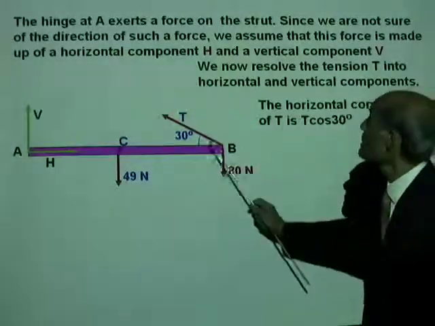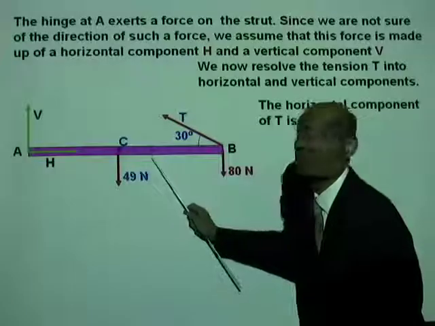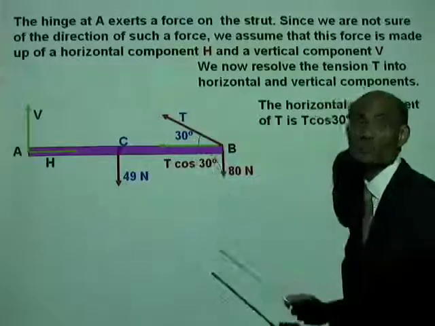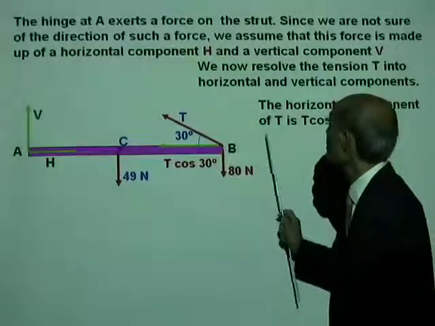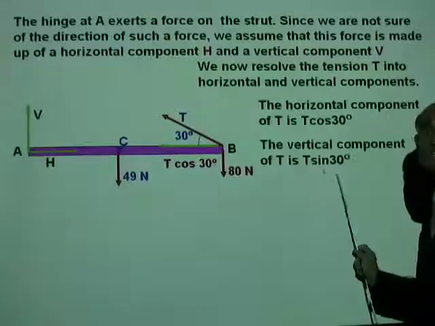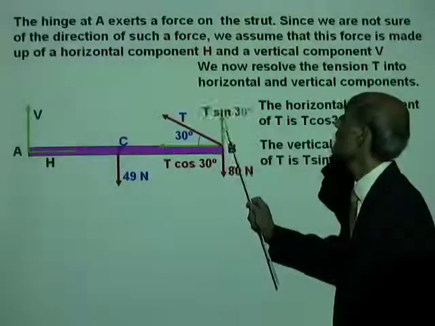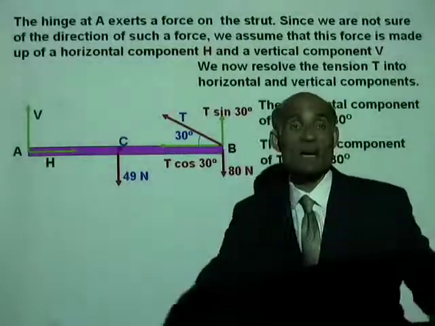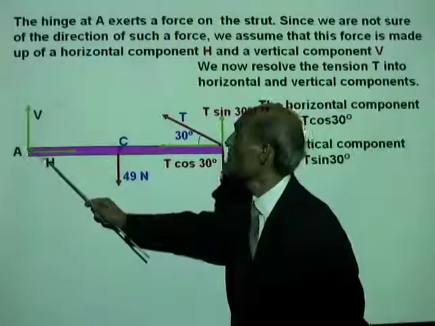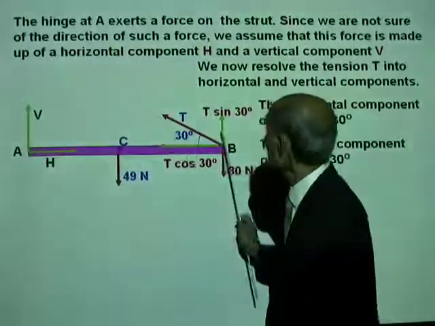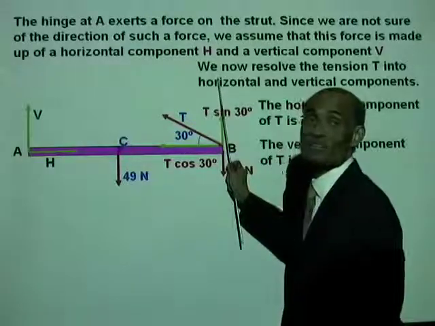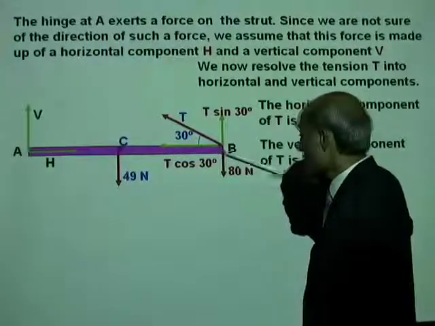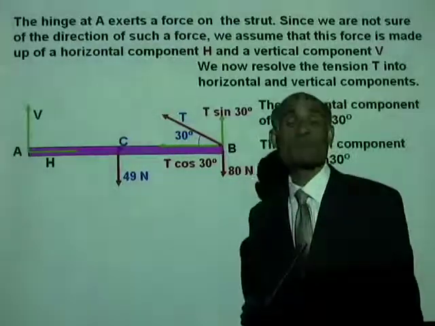The horizontal component is T cos 30 degrees. And what is the vertical component? The vertical component is T sin 30 degrees. There you are. And now you have all the forces in the proper directions. V is in the positive y direction. T sin 30 is in the positive y direction. 49 Newton in the negative y direction. 18 Newton in the negative y direction.